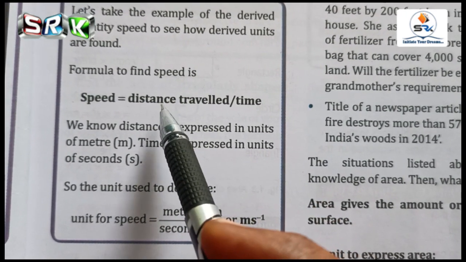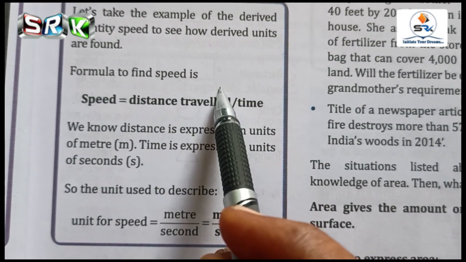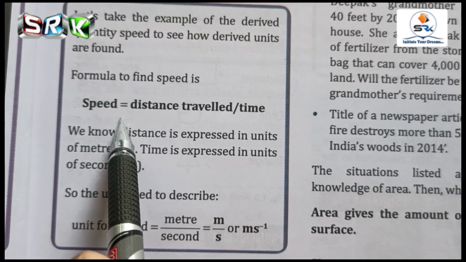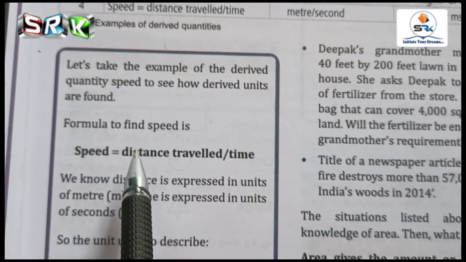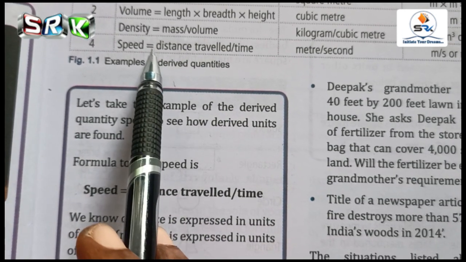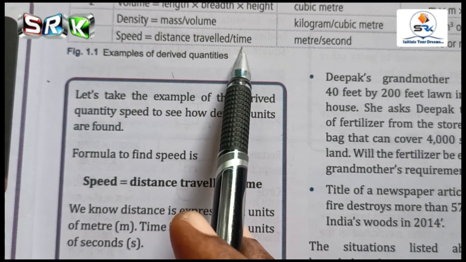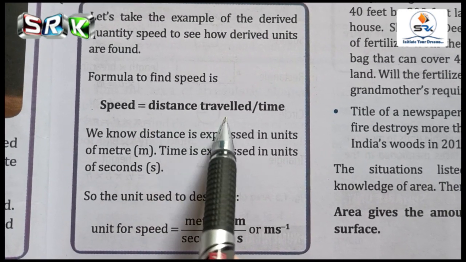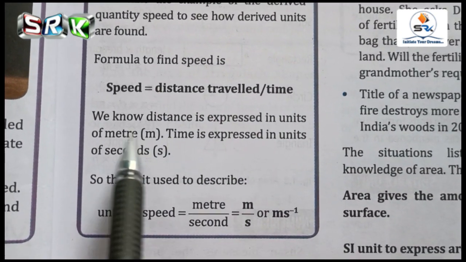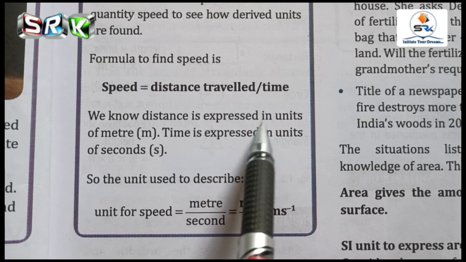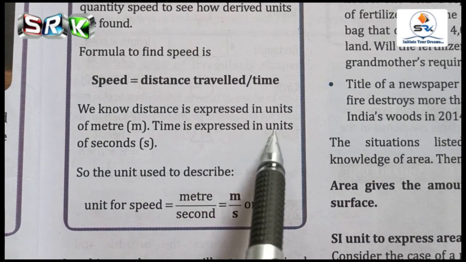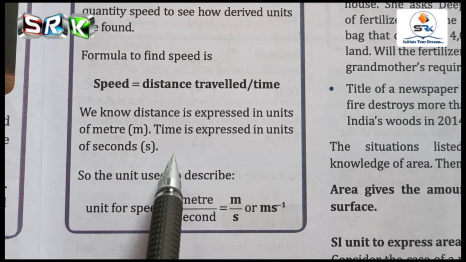And here is given the formula to find speed. Now see this one, what is the formula we have studied there in the tabular column? There you have studied speed is equal to distance travelled by time taken. So we know distance is expressed in units of meter and time is expressed in units of seconds.